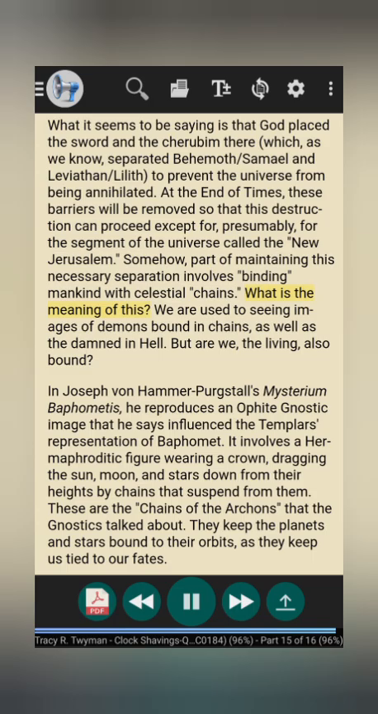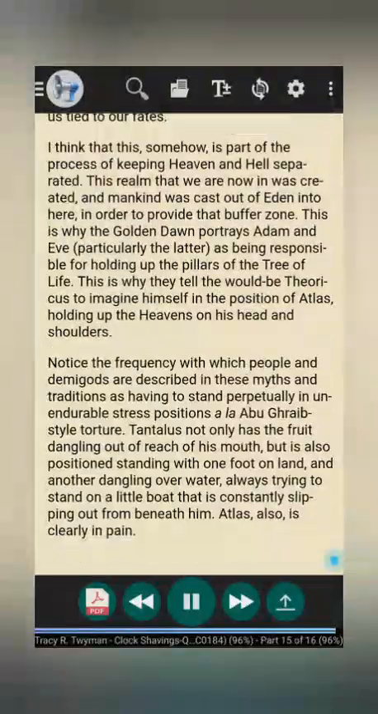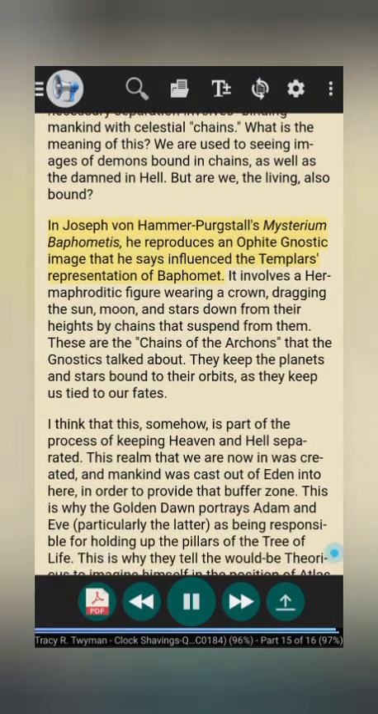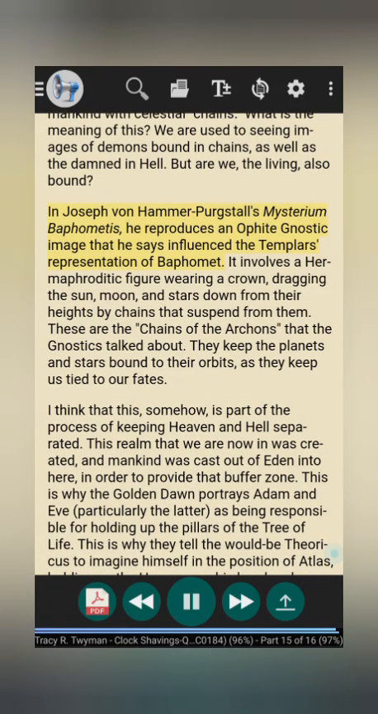What is the meaning of this? We're used to seeing images of demons bound in chains, as well as the damned in hell. But are we, the living, also bound? In Joseph of Hammer-Purgstall's Mysterium Baphometis, he reproduces an Ophite Gnostic image that he says influenced the Templars.